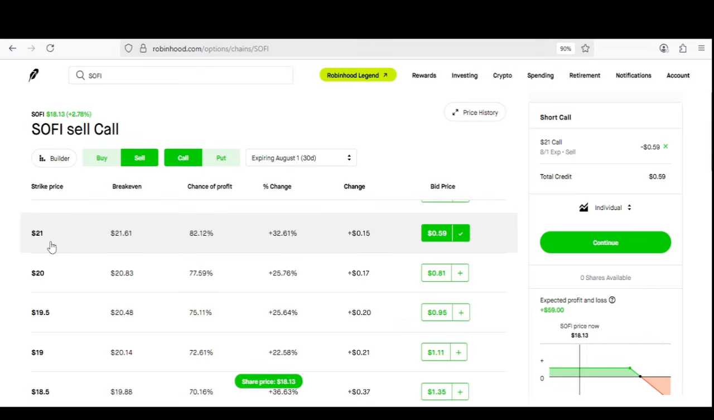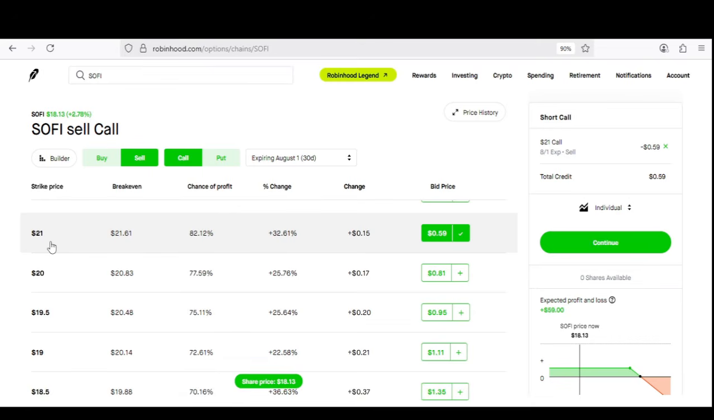If you do get assigned, or if the trade goes against you, the profit you're going to be making is the difference between $16 and $21, which is $5. You multiply your $5 again by 100 shares, and that's going to give you $500 in addition to your $1,600 cost basis that you paid to acquire 100 shares.